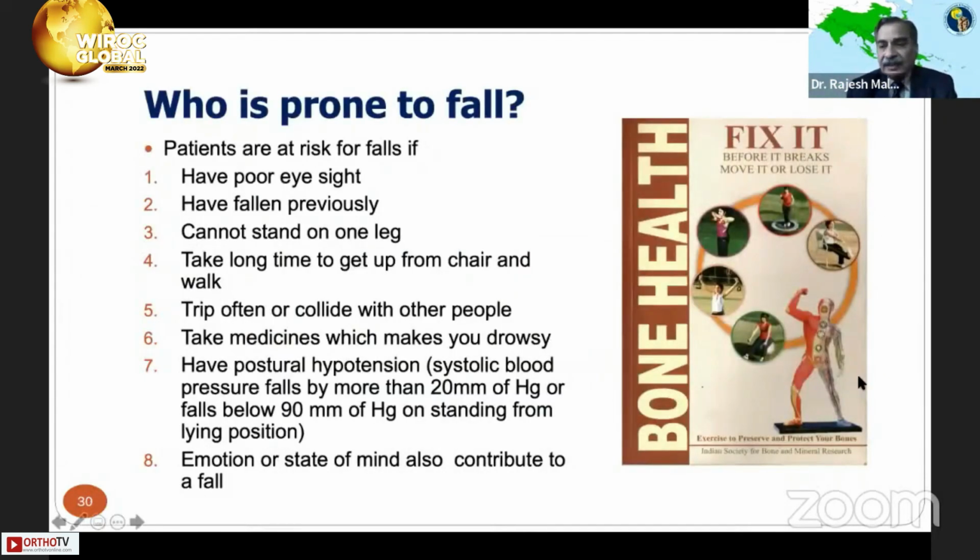This book I wrote for the Indian Society of Bone and Mineral Research has a simple list of who is prone to fall. Those who have poor eyesight, those who have fallen previously, cannot stand on one leg, take a long time to get up from the chair and walk, trip often or collide, take medicines which make you drowsy, have postural hypotension, which means blood pressure falls by more than 20 millimeters of mercury or falls below 90 millimeters of mercury on standing from a lying position, and emotional or state of mind also contributes to the fall.